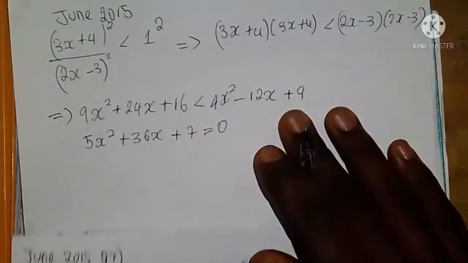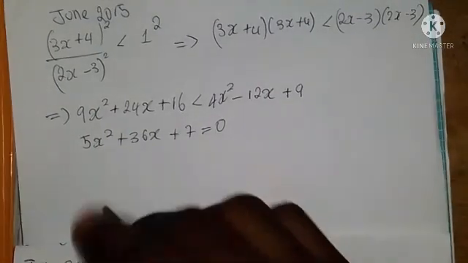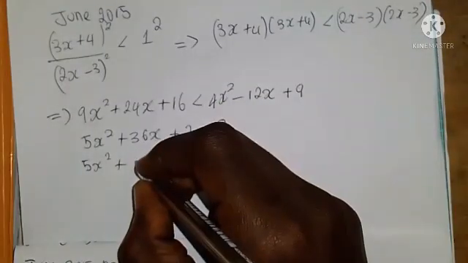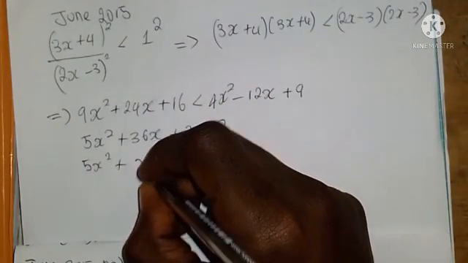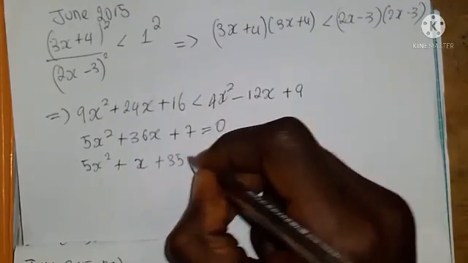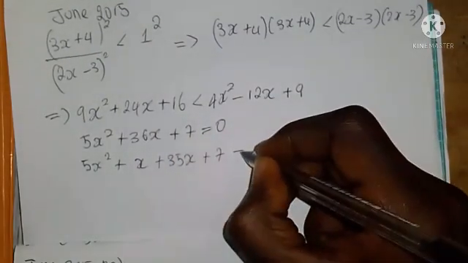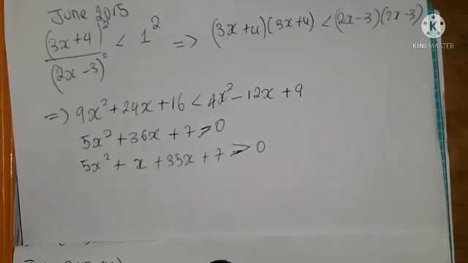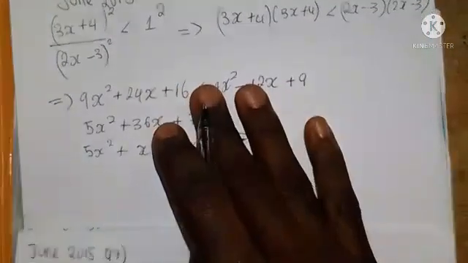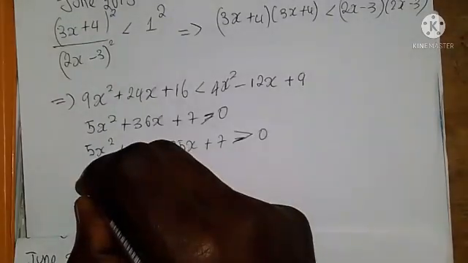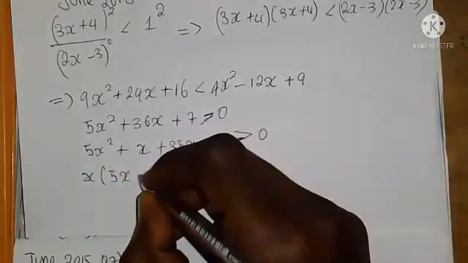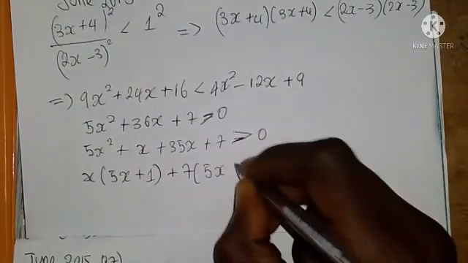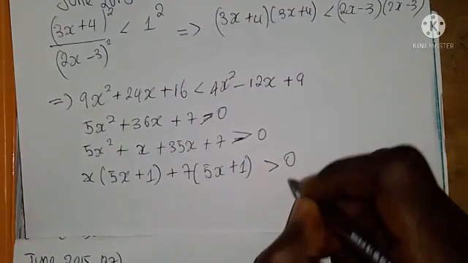Now solving it by either method of solving quadratic equations, we split the middle term: 5x squared plus x plus 35x plus 7, less than 0. I have a less than 0 here. Continuing with the factorization, we get x into (5x + 1) plus 7 into (5x + 1) less than 0.